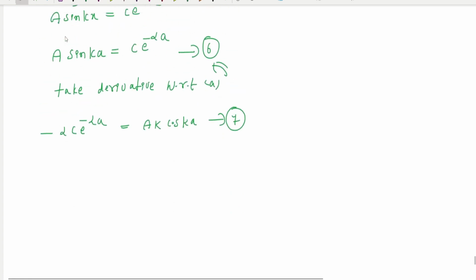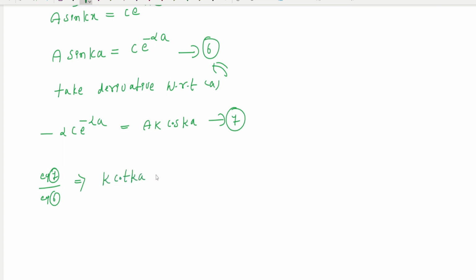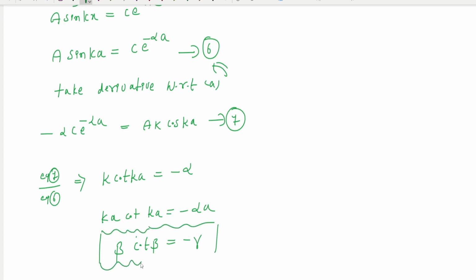Now you can divide equation number 7 by equation number 6. So k cot ka equal to minus alpha. Then ka cot ka equal to minus alpha a. Therefore, beta cot beta equal to minus gamma, right? This is equation number 8. You can take equation number 8 like this, maybe this is equation number 8 prime.